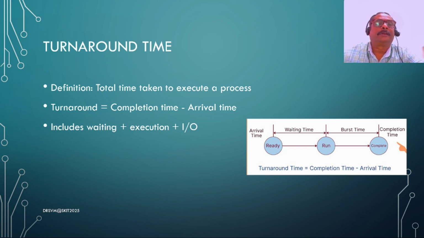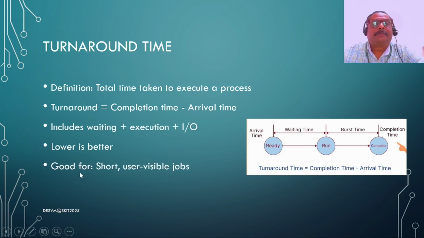All taken together, that makes the turnaround time: the time the process is waiting for its turn to get the CPU, the process working under execution, and all the time it is waiting for some IO activities. The lower the turnaround time, the better. So we would like to ensure that the turnaround time is as small as possible, and it's a good measure for short and user-visible jobs.